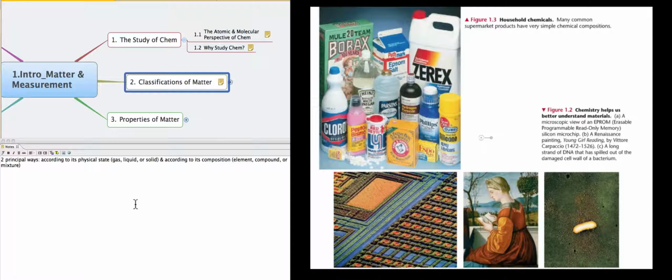There are two principal ways to classify matter. One is according to its physical state. Matter can be classified as a gas, liquid, or solid. Another way is to classify matter according to its composition into element, compound, or mixture.